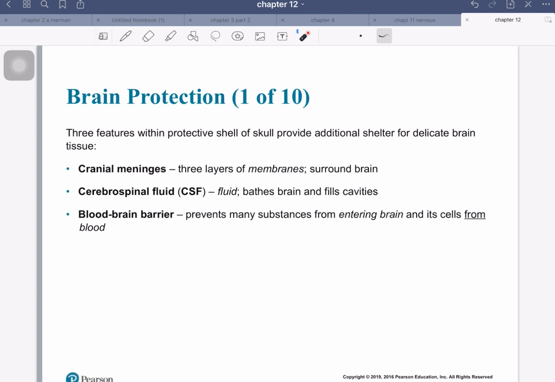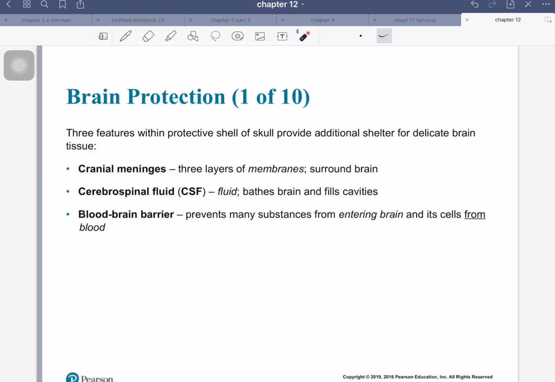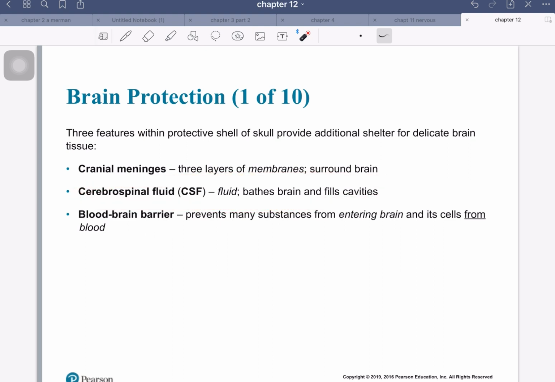Now, some of the big features that, working together, help to protect the brain are the cranial meninges, which are 3 layers of membranes that surround the brain. The cerebral spinal fluid that bathes the brain fills a cavity. It gives some type of homeostatic stability in terms of the fluid in the cerebral spinal fluid.